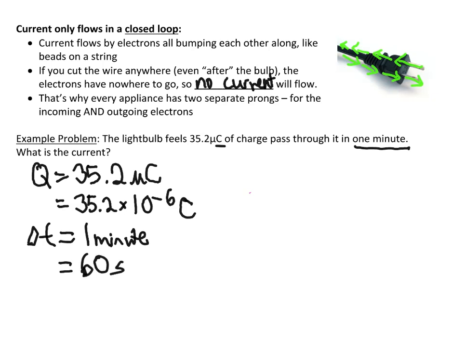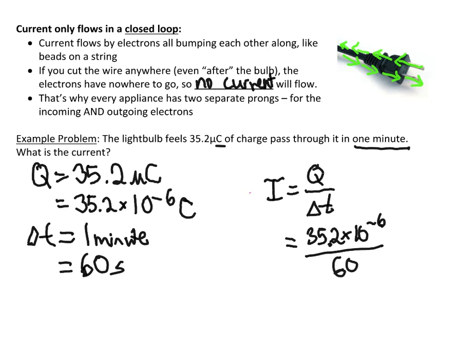We convert that. Okay, what is the current? Current is just Q over delta T. I don't have to do any rearranging here. This is already arranged for I, which is current, so that's really nice. You can just plug in your numbers: 35.2 times 10 to the negative 6 divided by 60. And let's see what that is. You would get 5.87 times 10 to the negative 7, and the units of current are amps.